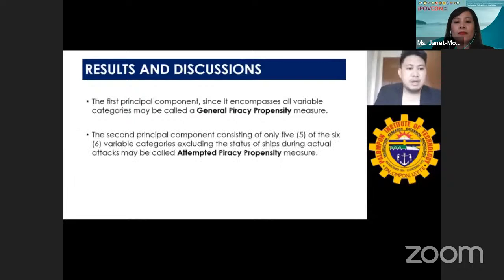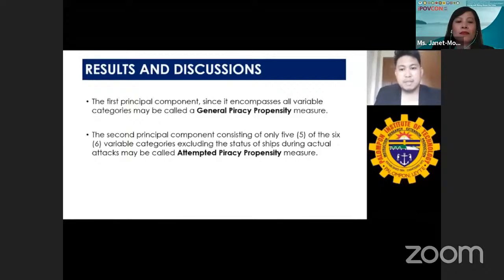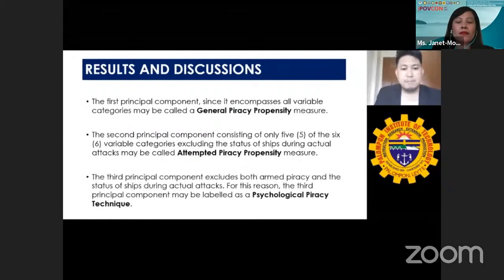The first principal component, since it encompasses all variable categories, may be called a general piracy propensity measure. The second principal component consists of only 5 of the 6 variable categories, excluding the status of ships during actual attacks, and may be called an attempted piracy propensity measure. The third principal component excludes both armed piracy and the status of ships during actual attacks.